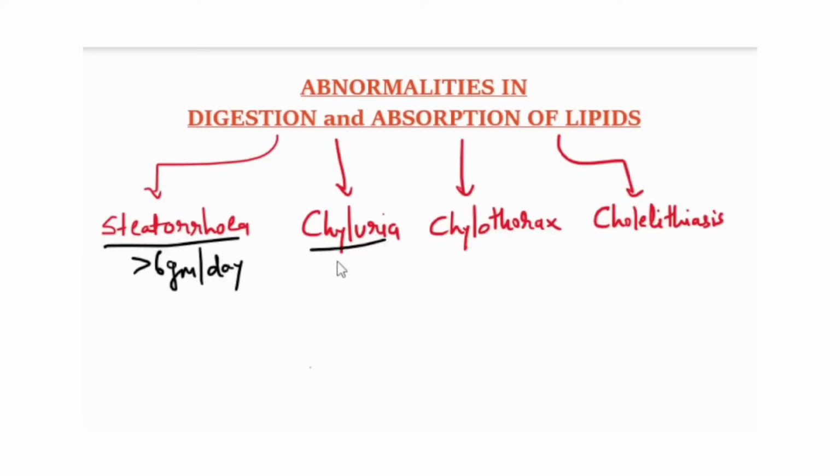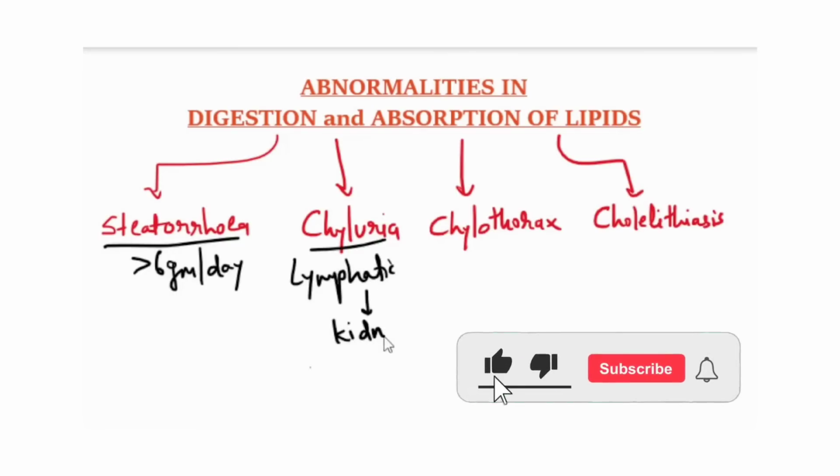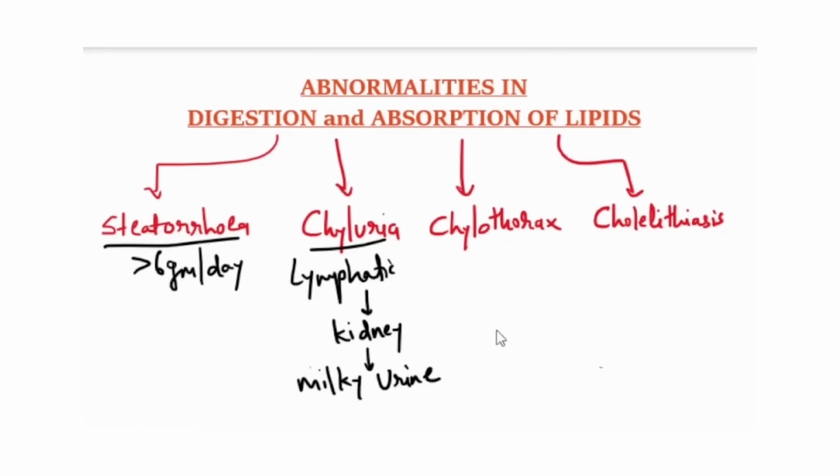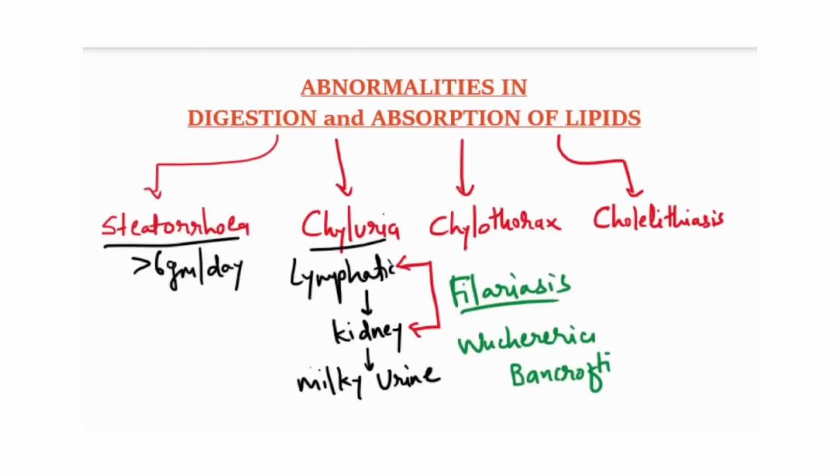Next is chyluria. Chyluria is a rare condition where lymphatic fluid rich in lipids leaks into the kidneys, causing the urine to appear milky white, particularly after meals. This occurs due to an abnormal connection between the lymphatic systems and urinary tract. A common cause of chyluria is filariasis, a parasitic infection caused by a worm, Wuchereria bancrofti. These parasites obstruct lymphatic vessels, leading to increased pressure and diversion of lymphatic fluids towards the kidneys.